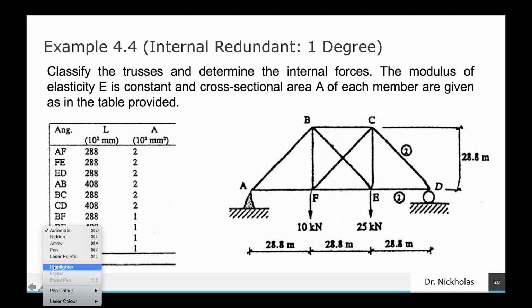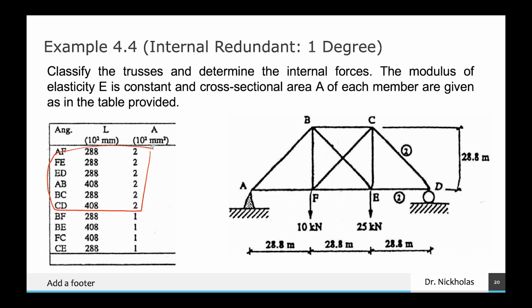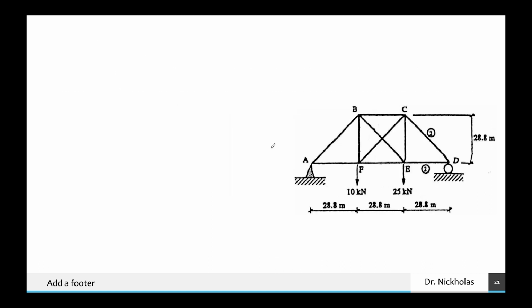Okay, it's provided in the table here. Some of the members have a similar size, similar dimension, similar area. Some of the members have a different cross-sectional area. Okay, so we take a look.